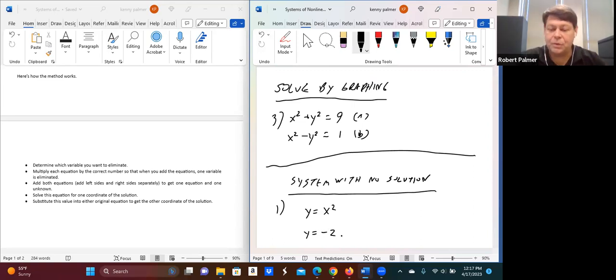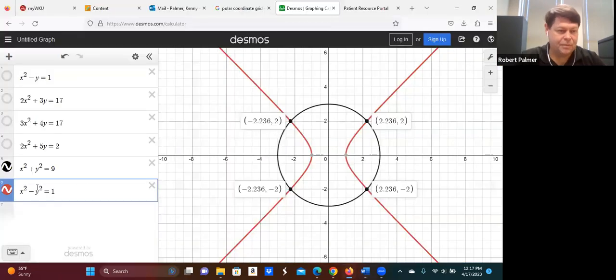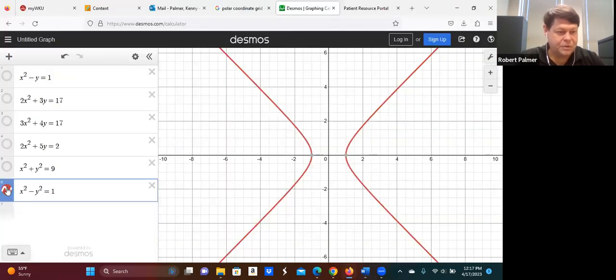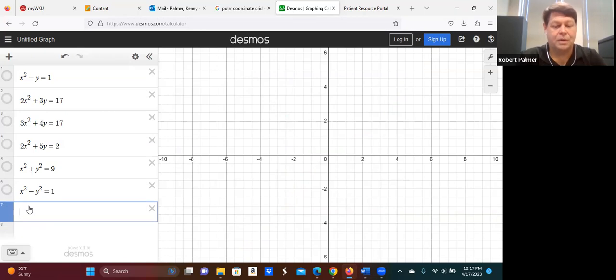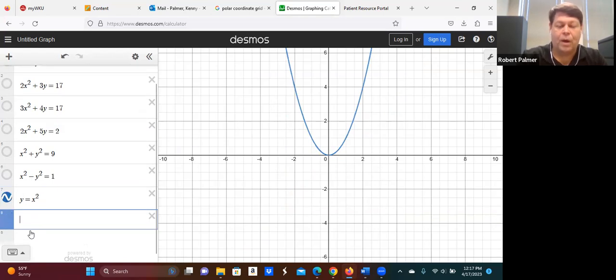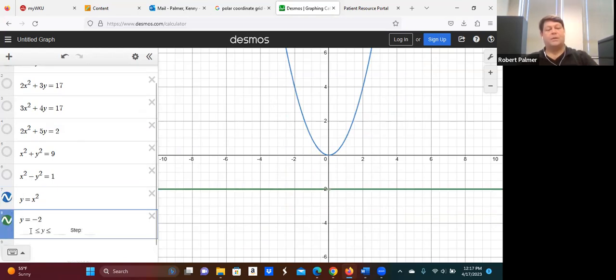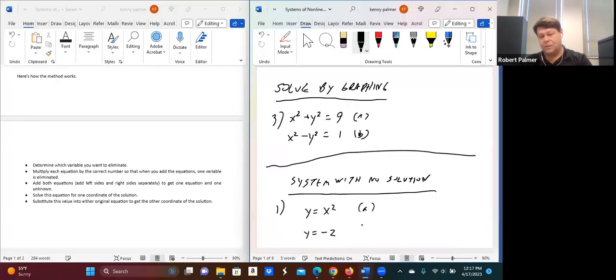Now, I chose this very basic system because when we graph both of these, we'll see that there is no solution. Of course, y equals x squared is a parabola with the vertex at the origin. y equals -2 is a horizontal line at -2. And so you see there's no intersection, so there should be no solution. How do we see that?